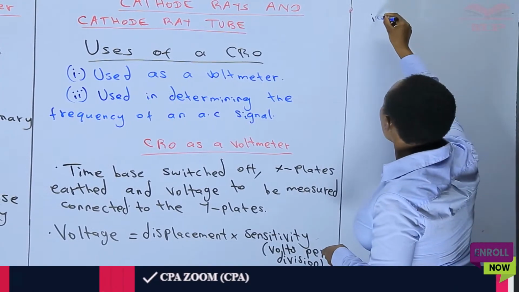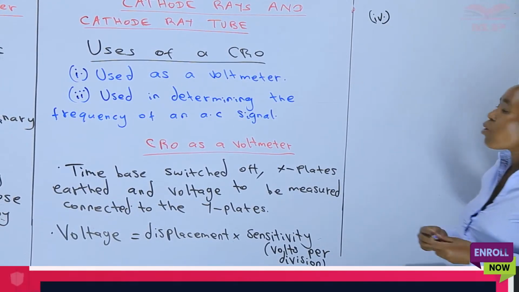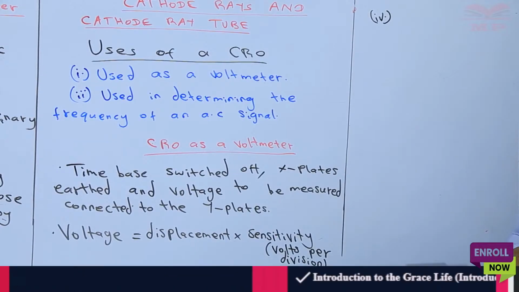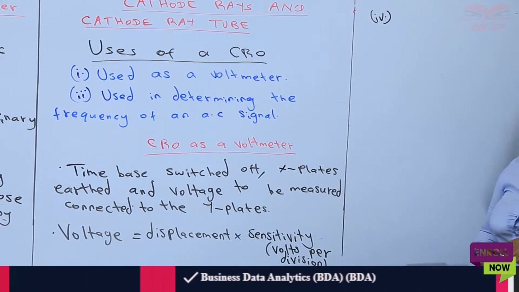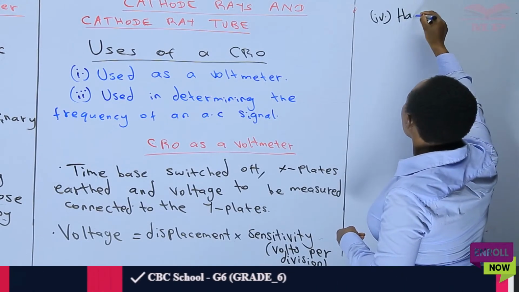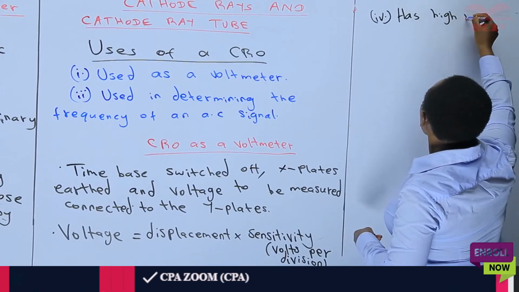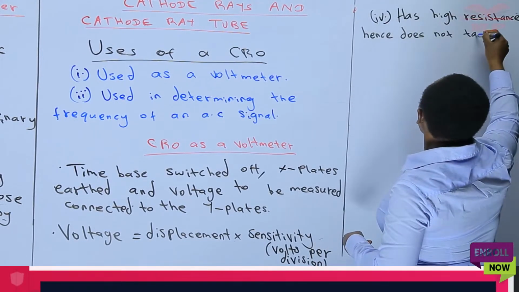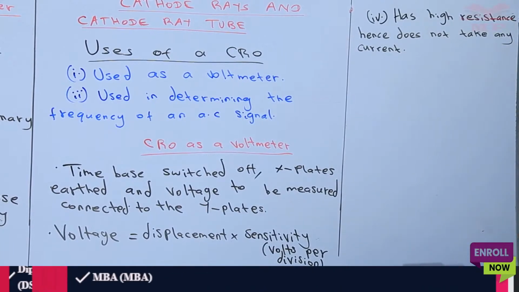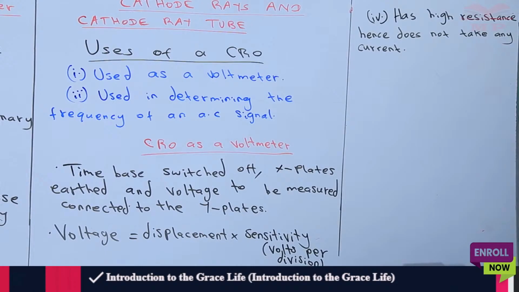Then we can also say, as another advantage over the ordinary meters, number 4, that the CRO has a very high resistance. It has an infinite resistance, and therefore it does not take any current.